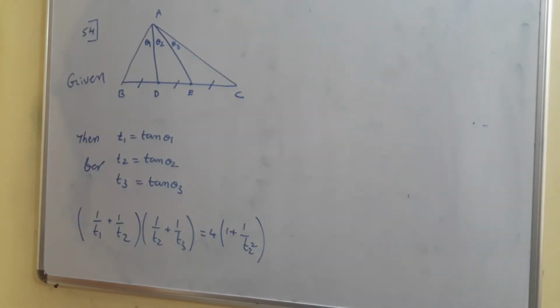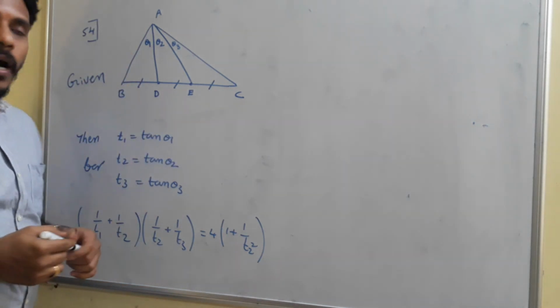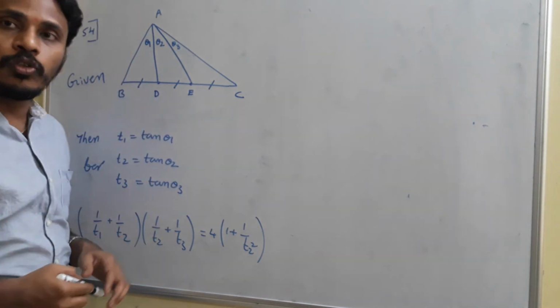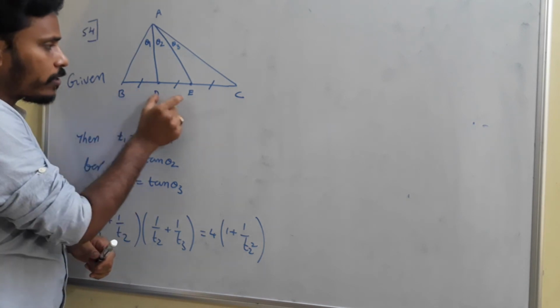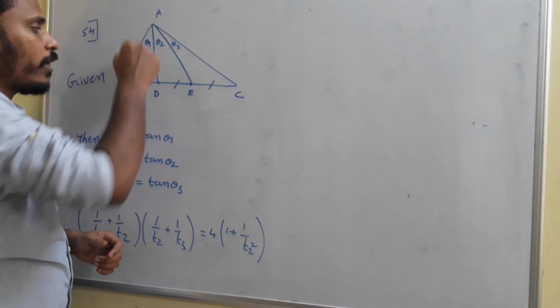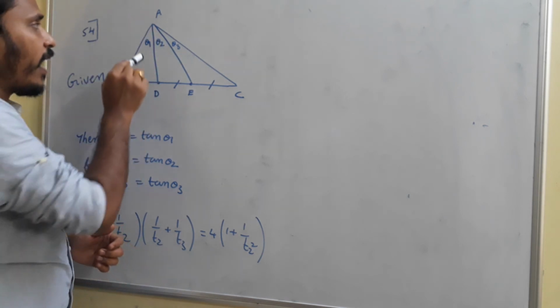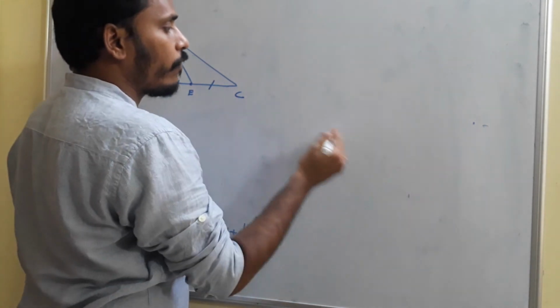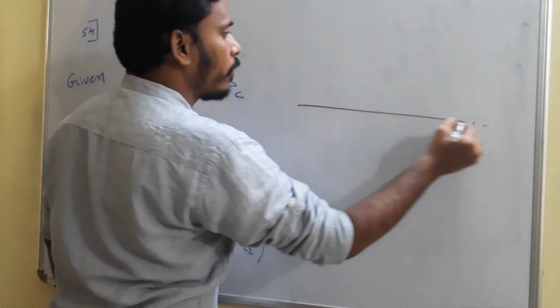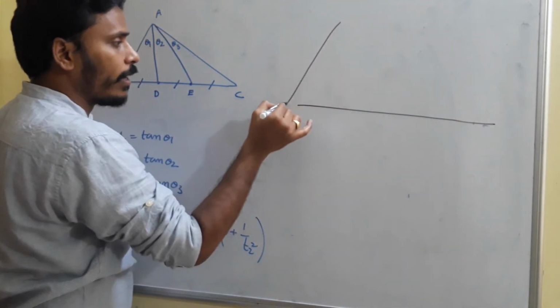Next problem, look at the board. That's the problem actually. We have a triangle ABC, and BC is divided into 3 equal parts by 2 points D and E. So these 3 parts are equal, and if you join A to D and A to E, the angles at the vertex A are theta 1, theta 2, theta 3. Again for you I am giving you a somewhat bigger diagram, right?